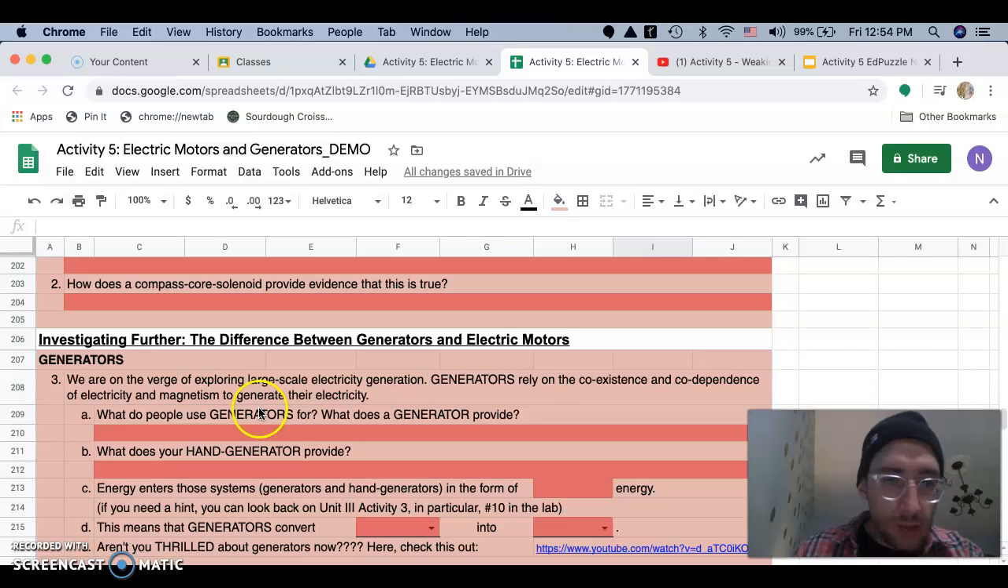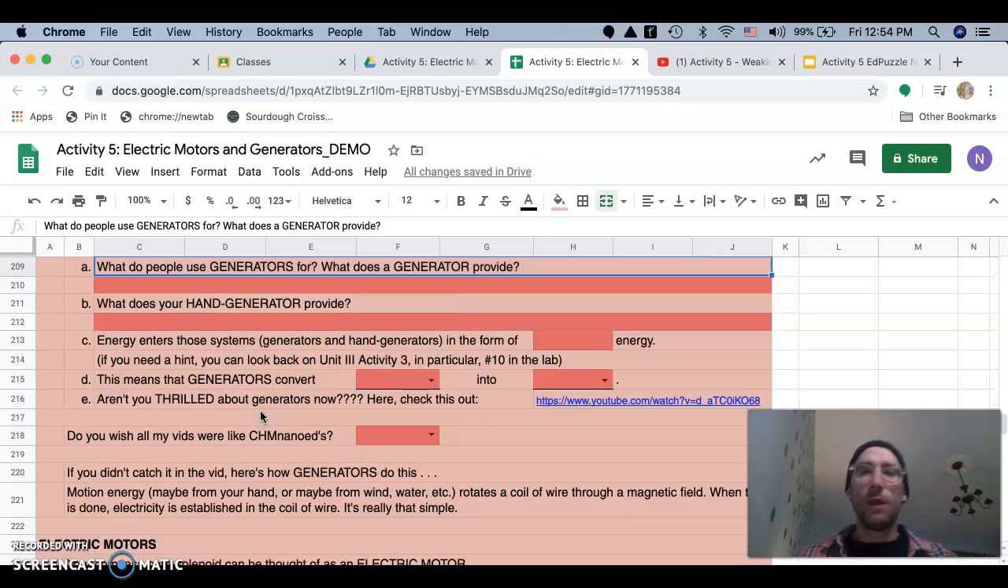Okay, generators. What do people use generators for? If your power goes out and you don't have electricity, you use a generator to get electricity. Some people, like my wife and I, love nature, and some people have camps and RVs and use generators out in nature because there's no electricity out there. Some camps have it, but whatever. What does your hand generator provide? Electricity. So generators' output is electricity.